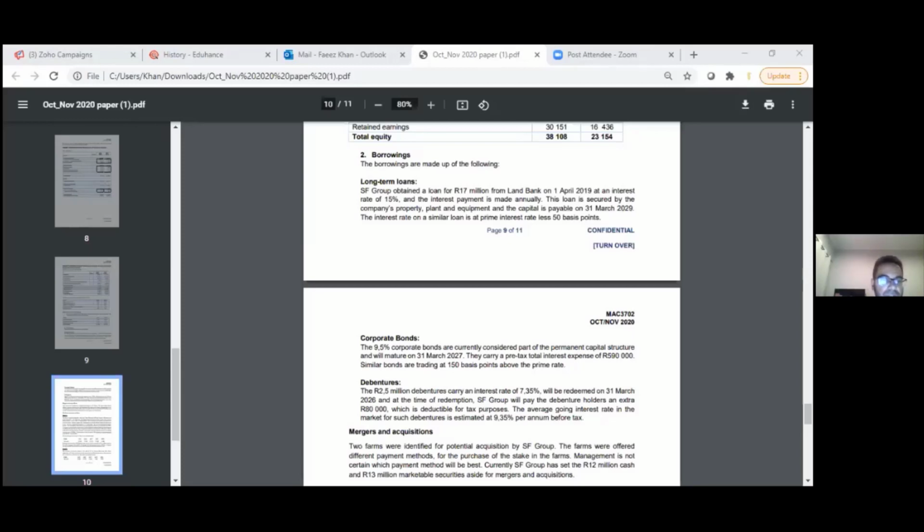So just so you note, this is current market value. This is nominal value plus premium.